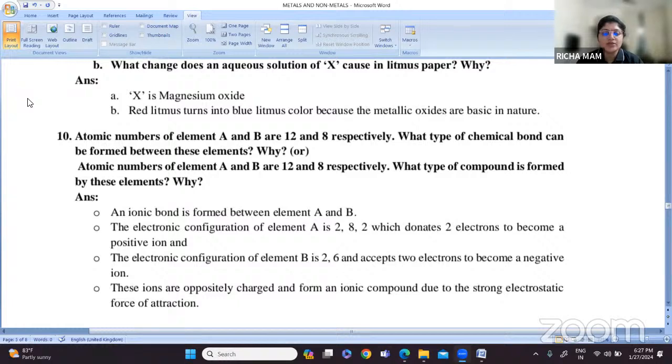Okay. Going for the next question. Atomic numbers of element A and B are 12 and 8 respectively. What type of chemical bond can be formed between these elements? Why? Okay, so there are two elements A and B. The atomic number of A is 12 and atomic number of B is 8. What type of chemical bond can be formed between these elements A and B? Okay, can you tell me? Try to answer.